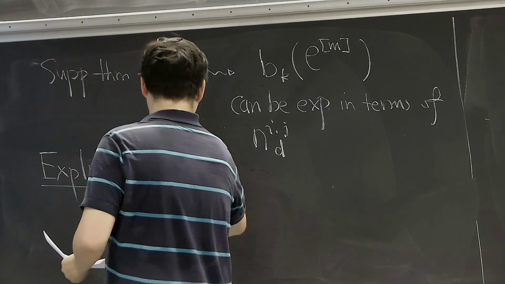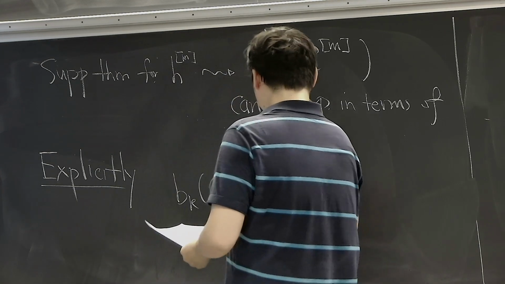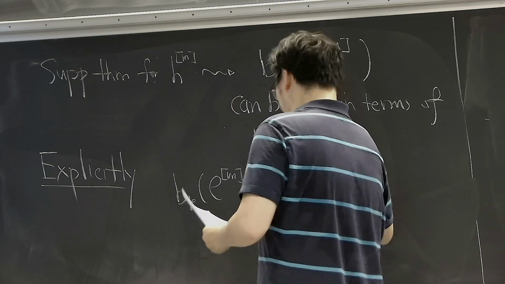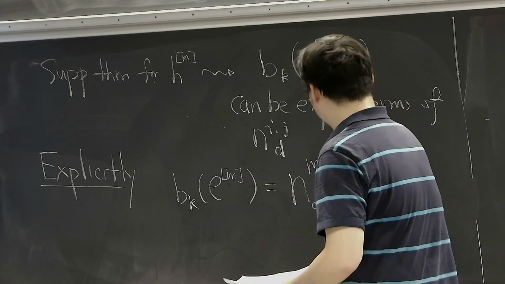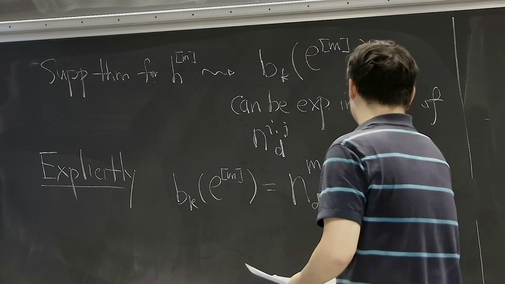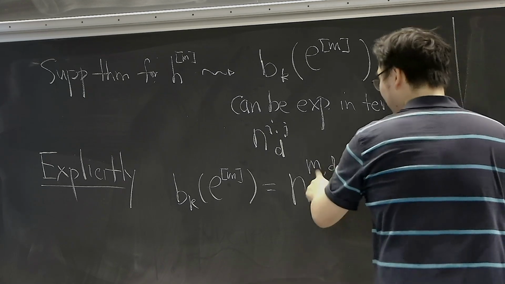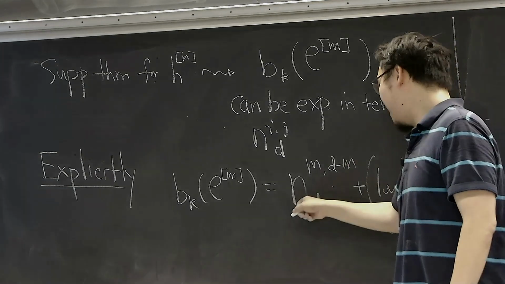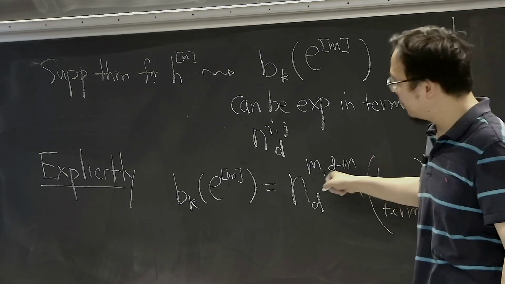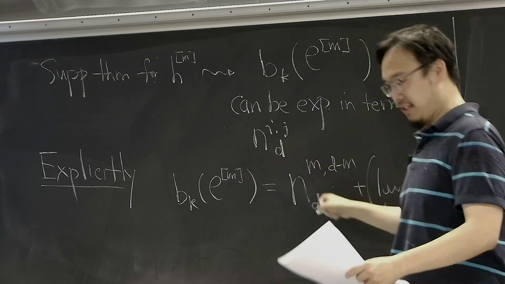So the Betti number of C_M can be written in terms of the leading term N_{d,M}, the same number of M, but the cohomological degree is d minus M, plus lower terms. By lower terms, I mean either lower M or lower total degree. What this means is that if you are interested in N_{d,M}, the space you should look at is the relative Hilbert scheme of M points, where M is matched with the perverse grading you consider here.